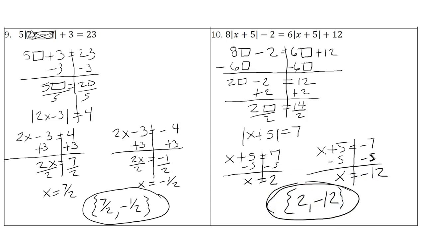In every example, remember the steps were: isolate the absolute value expression by treating it as a variable first, get it alone on one side of the equation, then write two equations, solve both equations, and you have your two solutions.